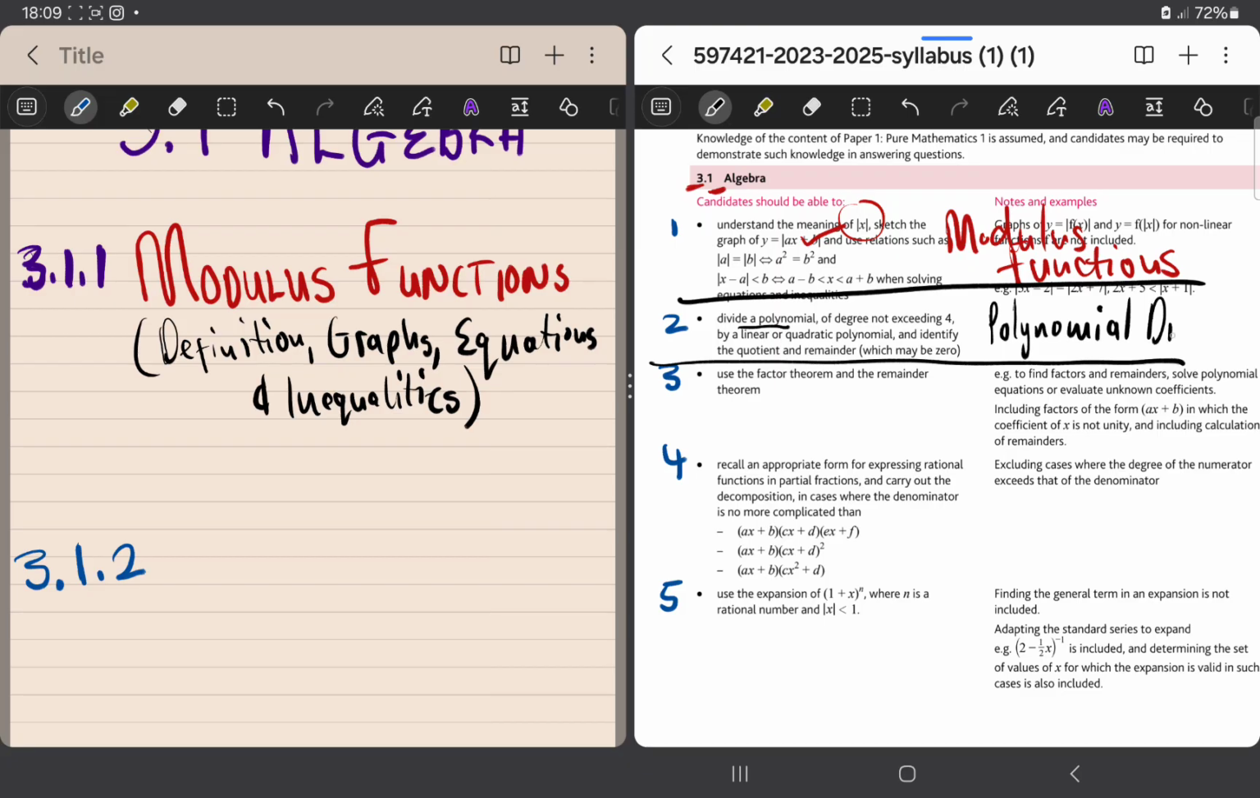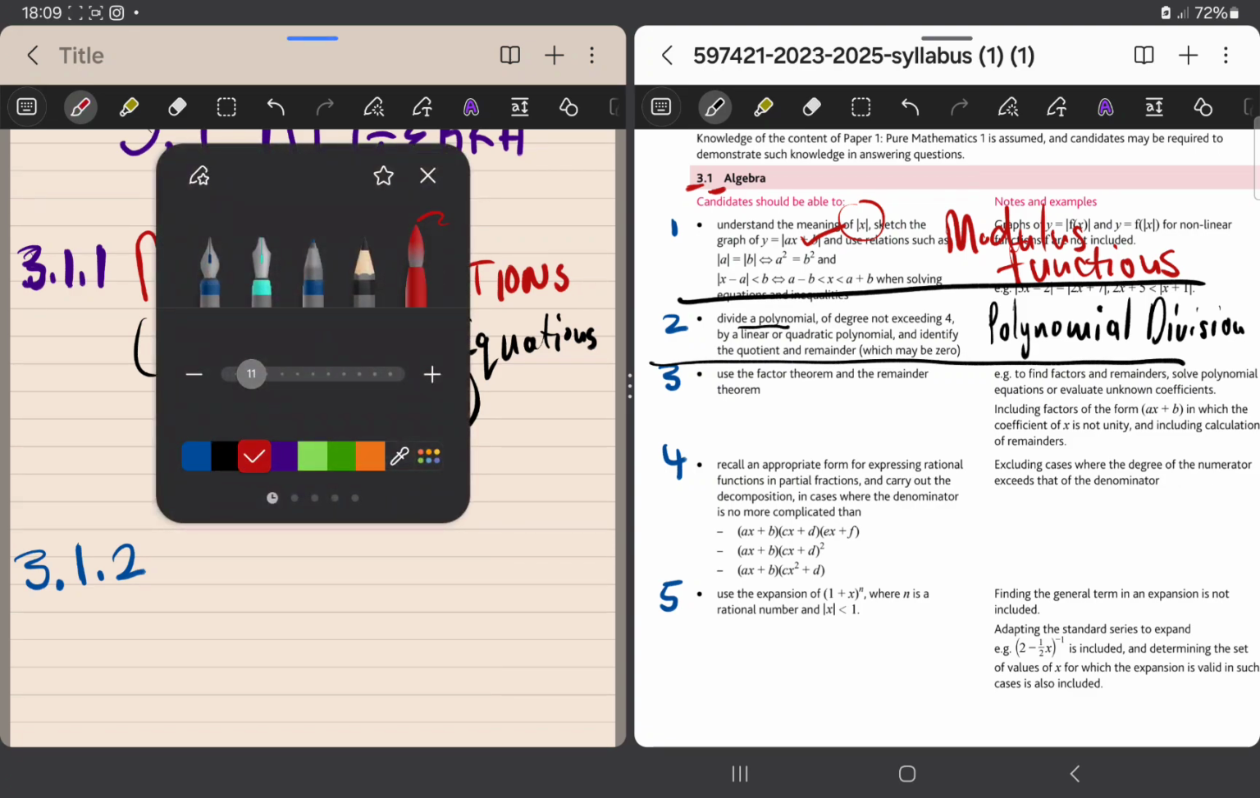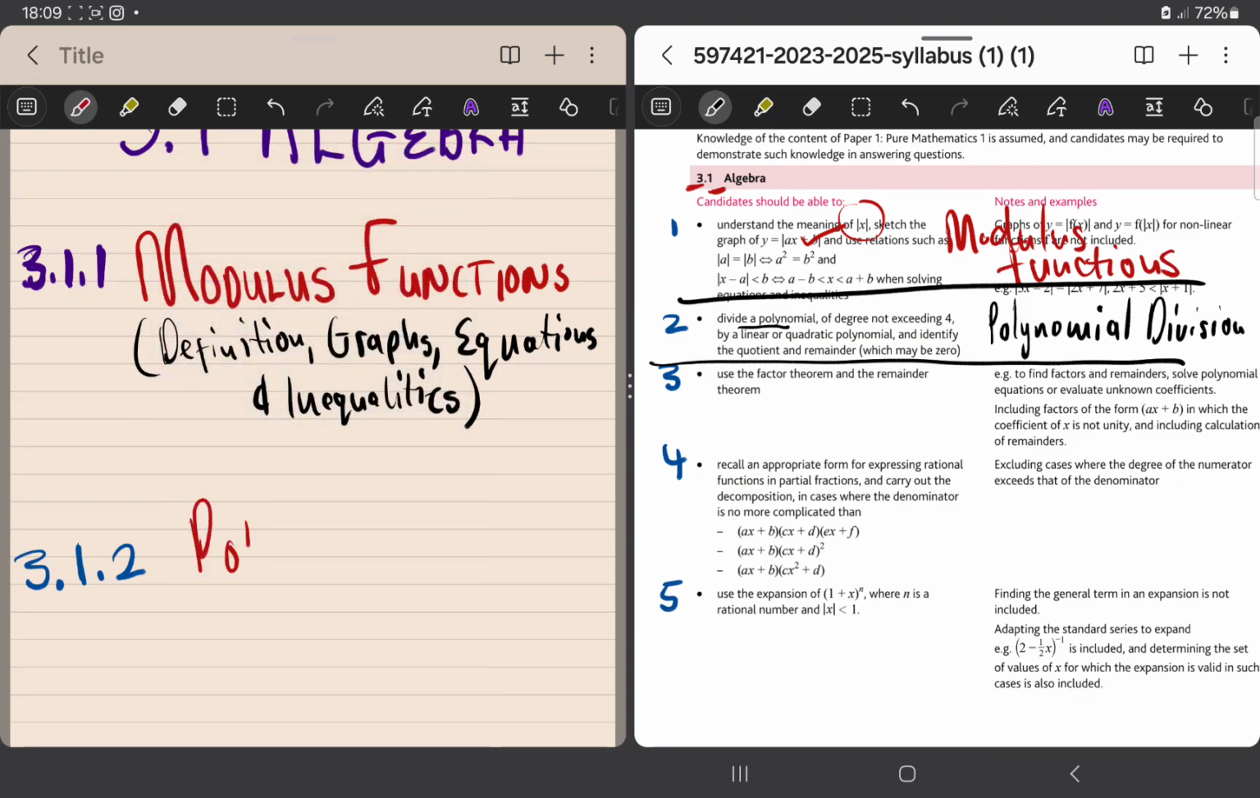This is going to be the second thing. So the second topic is going to be polynomial division. We're going to write that to say polynomial division. This is going to be the second topic. There's a second subtopic in topic number 1.